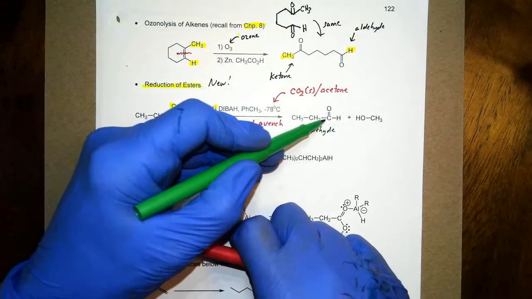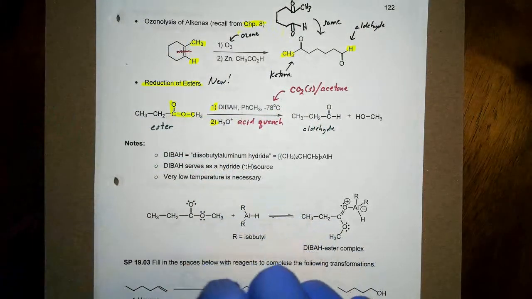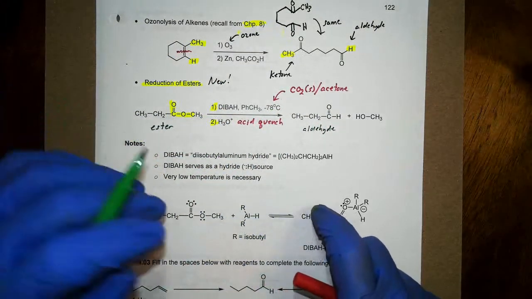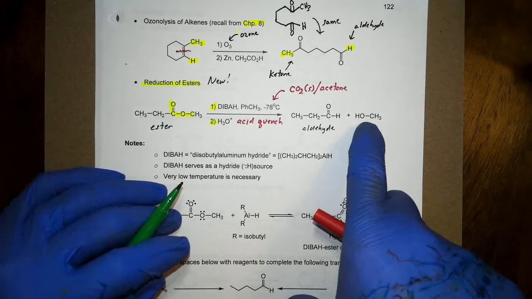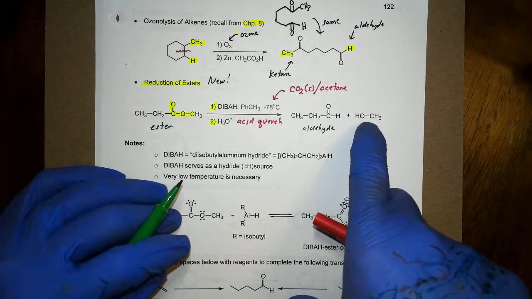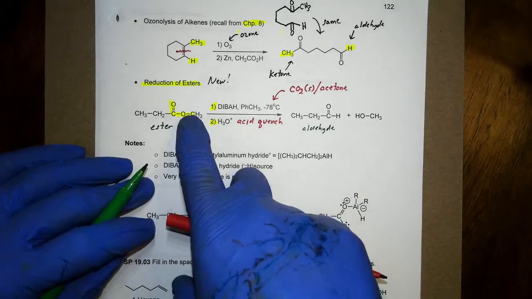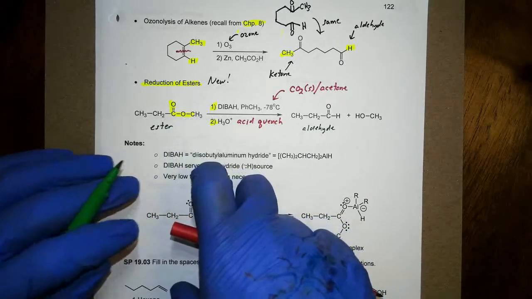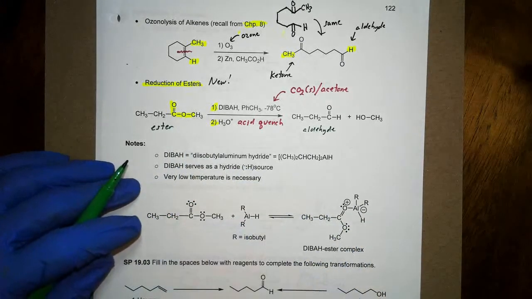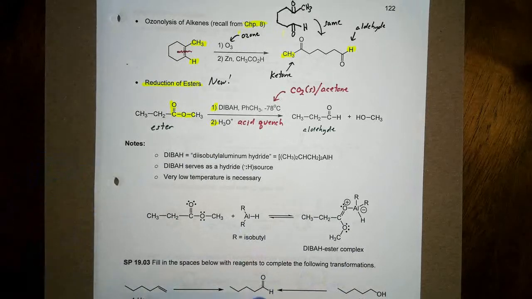And in this case, this would be what? Propionaldehyde, or propanal. And finally, over here on the right-hand side, you might notice that we have methanol. And methanol is simply the cleavage product of the ester. So this is an ester with a methyl group. Now, let's talk a little more closely about how this is going on.